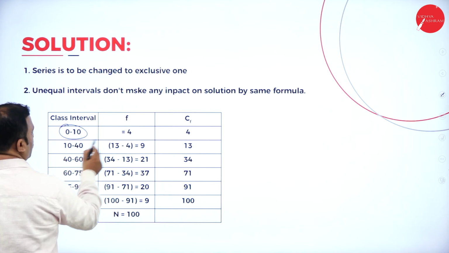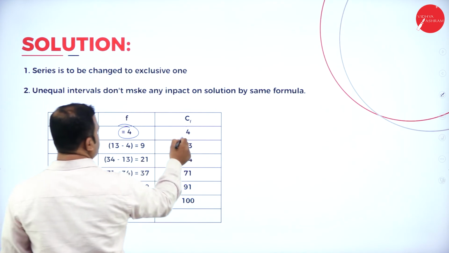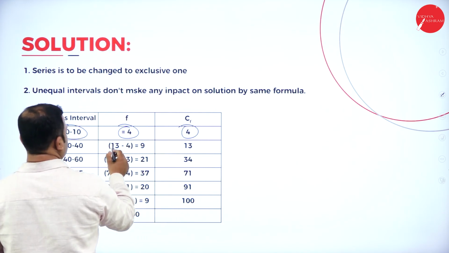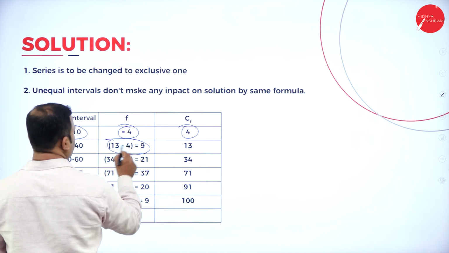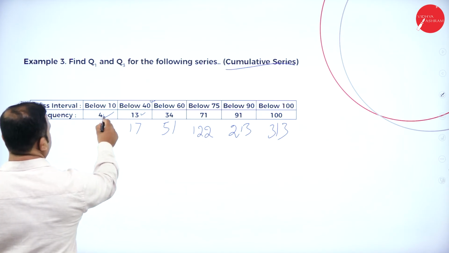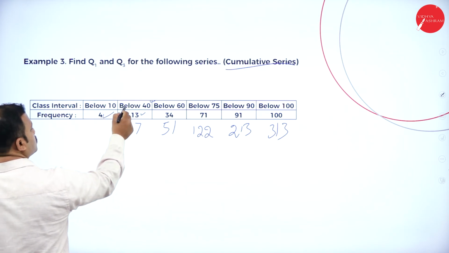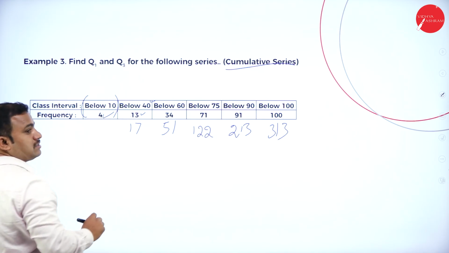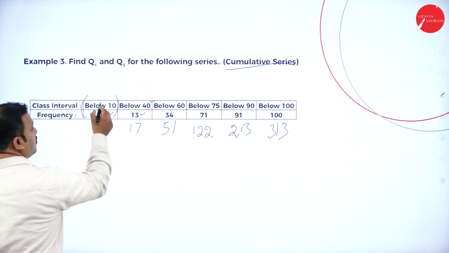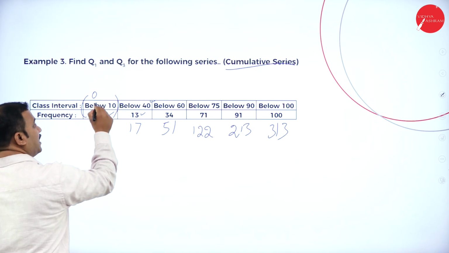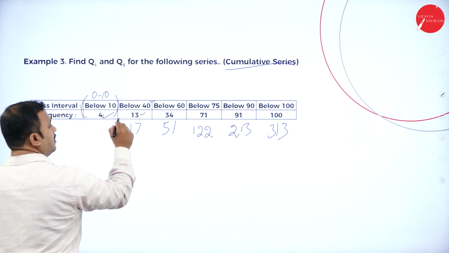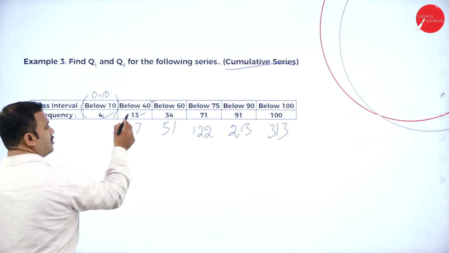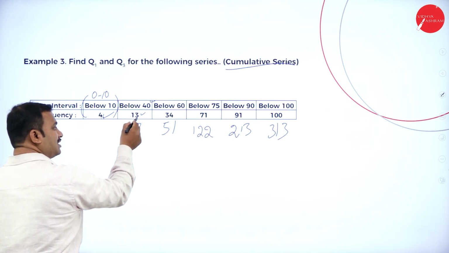Let me see to the table. 0 to 10 we have 4. Cumulative frequency is 4. Then we have the term 13 minus 4, that is equal to 9. Oh, we need to consider the values excluding this. Please observe this carefully. I do not have this 0 less than 10, 0 to 10 or less than 10, we have 4 items. Then cumulative frequency also includes the interval, that is 4 plus 13, that is equal to 17.